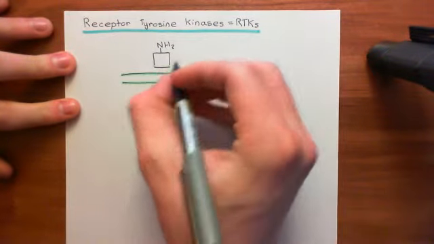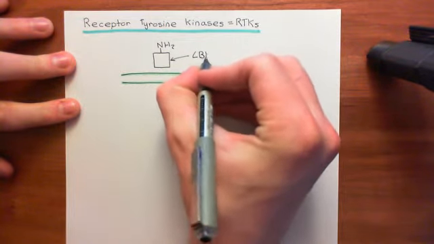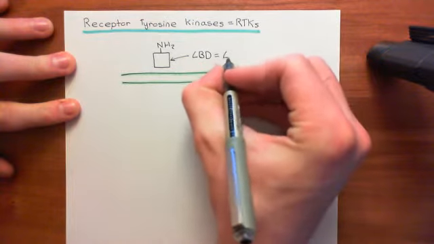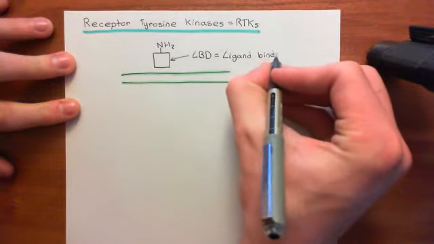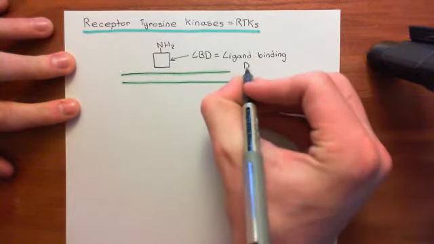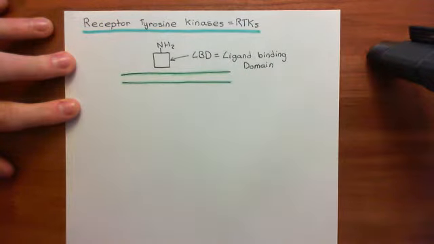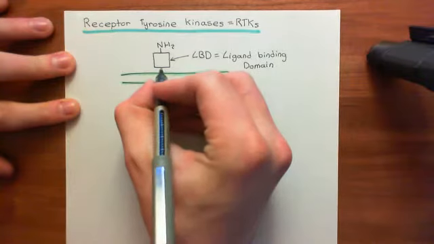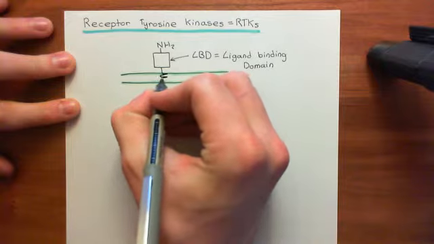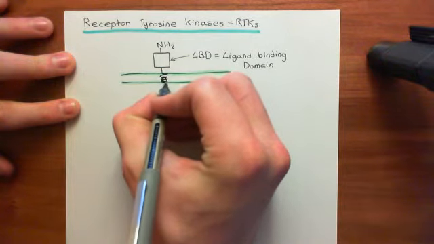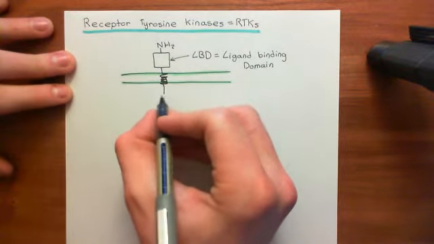Okay, so this extracellular domain that we've got here is what's known as the LBD, and the LBD stands for the ligand binding domain. Okay, so this is where the receptor tyrosine kinase is going to bind to the ligand molecule, which will be on the extracellular side of the cell membrane. Okay, right. After the ligand binding domain, then, you have a membrane spanning alpha helix. Okay, so that's an alpha helix that is spanning the membrane there.